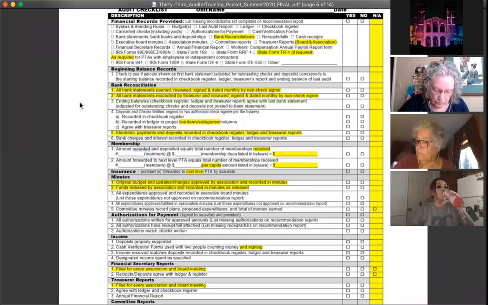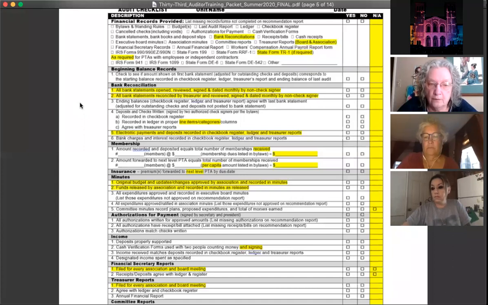Also, what's new is electronic payments and deposits recorded in the checkbook, register, and ledger. A lot of units that I've seen, they prepare their treasury reports, but they don't include bank adjustments. And we know we have our cash verification forms and our check requests, and that goes on a treasury report. We're going to look at that. But also we need to do the bank adjustments as well. So you want to make sure all of those are recorded, and we're going to look at that later also.